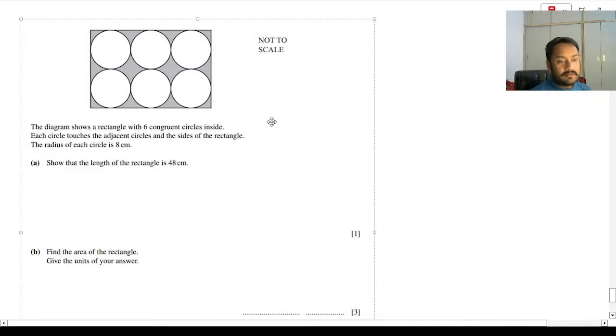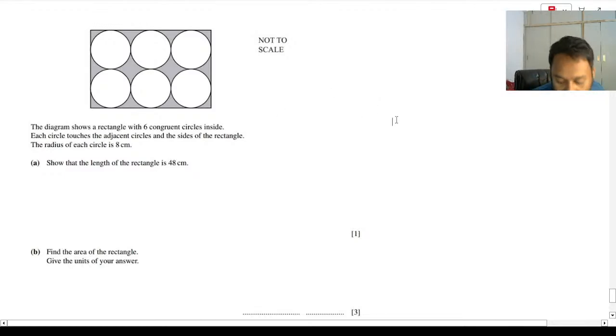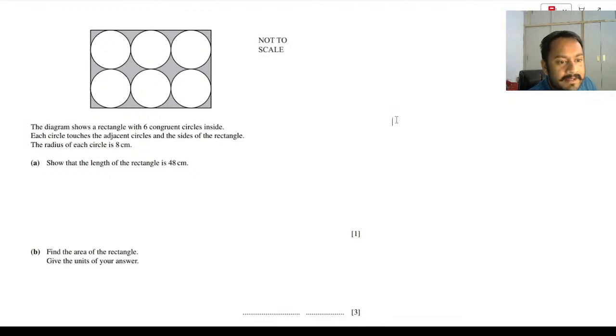I am giving you time to solve this. Already we are short of time, but I can give you 2-3 minutes. I'm reading the question for you all. The diagram shows a rectangle with 6 congruent circles inside. You can see there are 6 circles. Each circle touches the adjacent circle and the side of the rectangle. The radius of each circle is 8 centimeter.